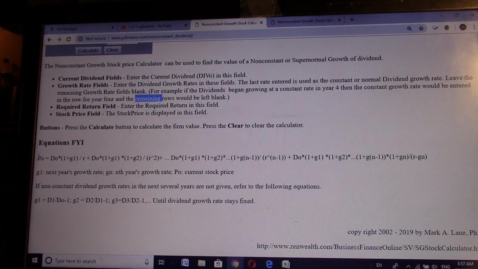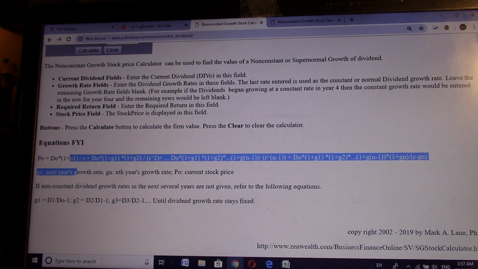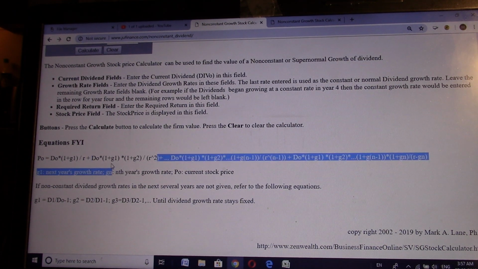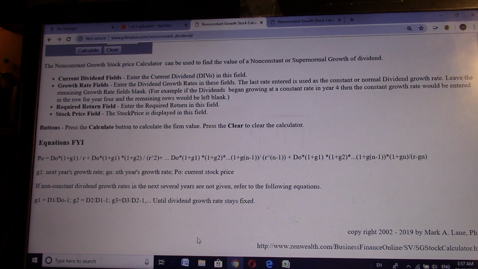This is the stock price's general equation, because I put n years there. But if it's 3 years, we need this one, and we also need this one. But anyhow, this is a general equation here.